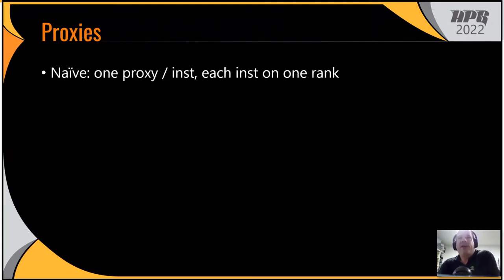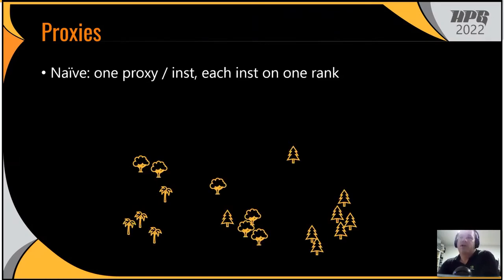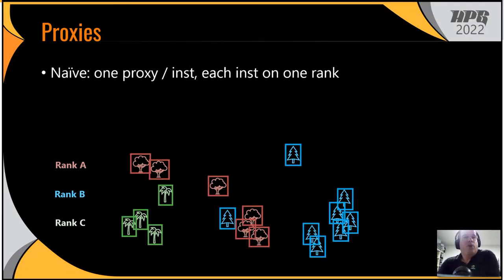Most naively, think of looking at each instance, assigning each instance to exactly one rank, and putting bounding boxes around that. So take this scene, for example, with 3 different types of trees. We sort them once again by object type, so all of the red ones go to one rank, the green ones to another, and the blue ones to another. Now we could put a bounding box around each one of these instances in world space, and that would be a valid set of proxies. That's the easiest way to think about it.